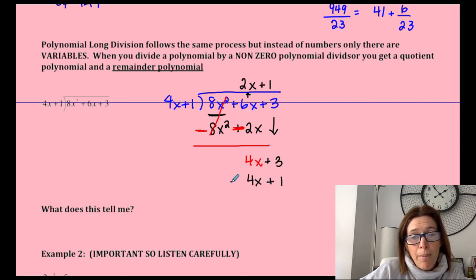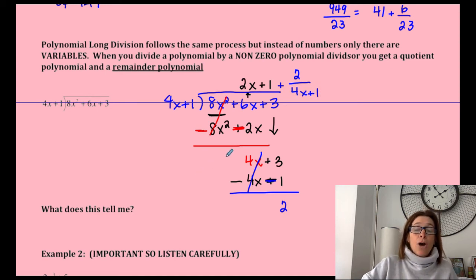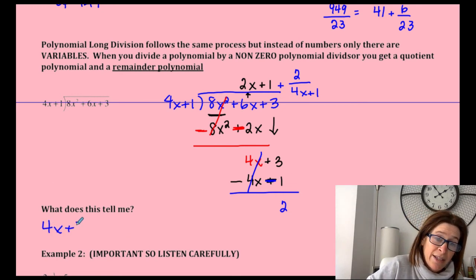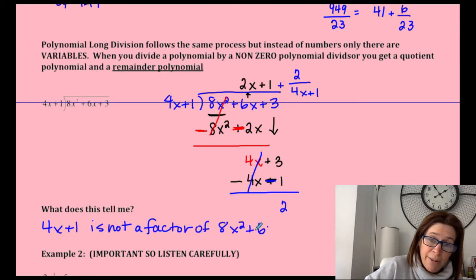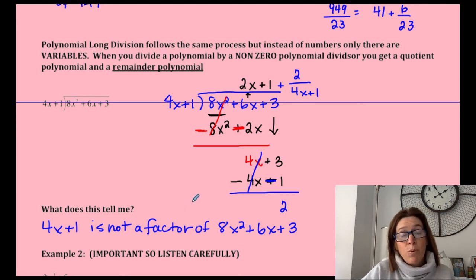And then I subtract, so minus, here, let me use blue here so you can see it. And then 3 minus 1 gives me 2. My remainder is 2, so I add it to my quotient, so 2 all over 4x plus 1. Okay, now that looks hard, but it really is just the algorithm of division, right? It's just division. Now, what does it tell me? Well, first it tells me that 4x plus 1 is not a factor of 8x squared plus 6x plus 3.